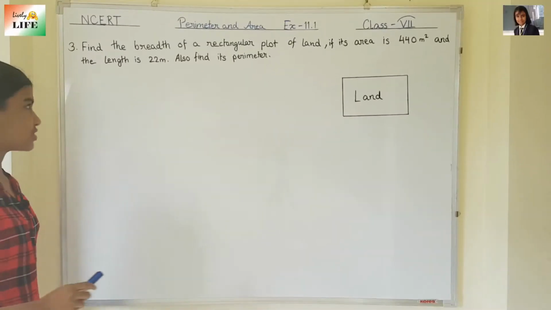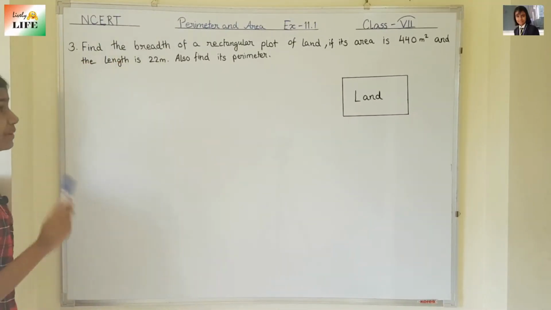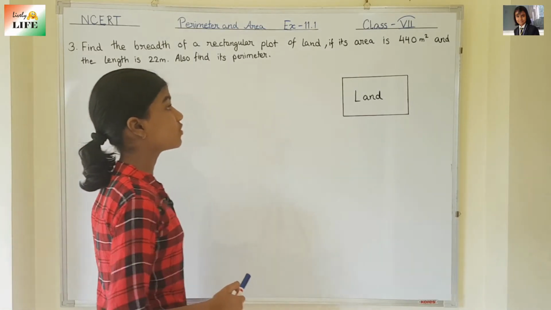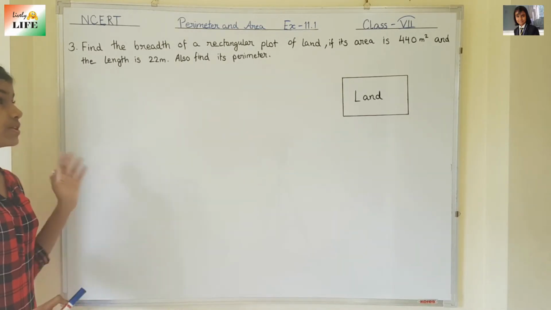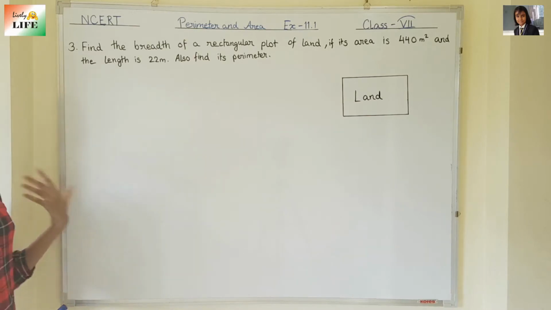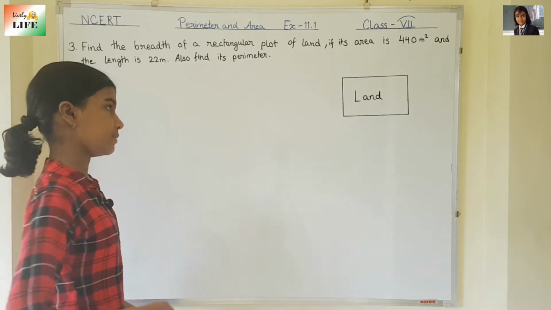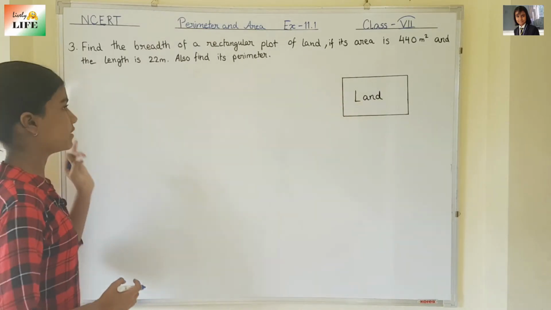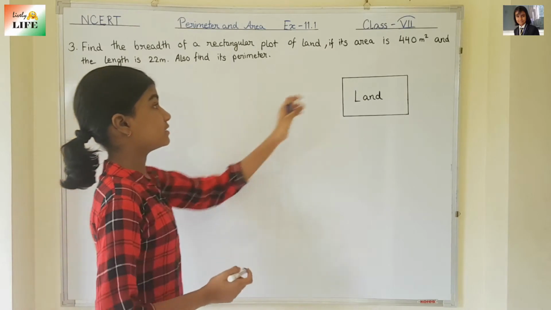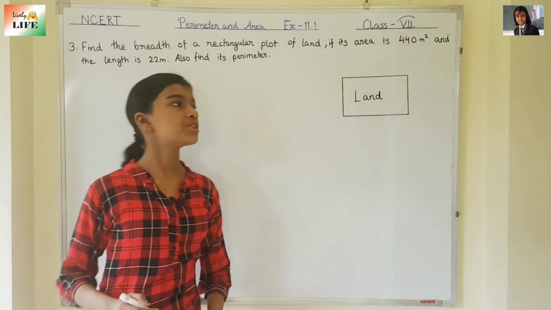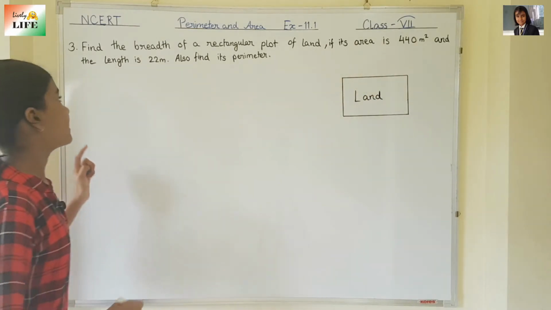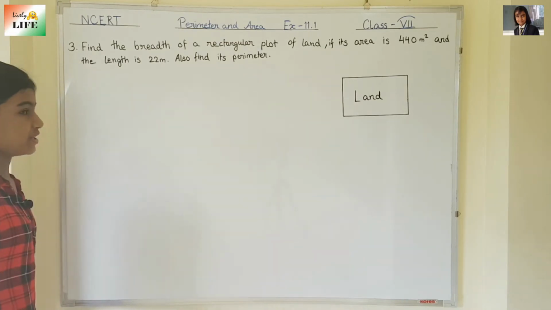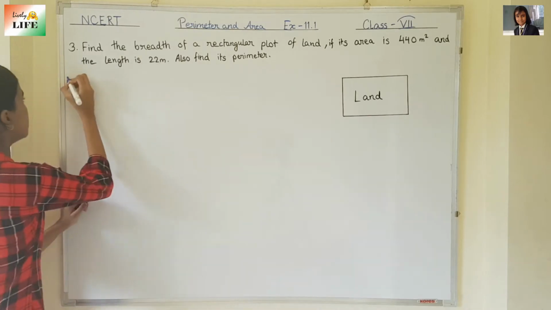Question number 3. Find the breadth of a rectangular plot of land if its area is 440 meters square and the length is 22 meter. Also find its perimeter. So the area is given. This is a rectangular plot of land. So we need to find the breadth. Area is 440 meters square, and the length is 22 meter. Then we need to find its perimeter.